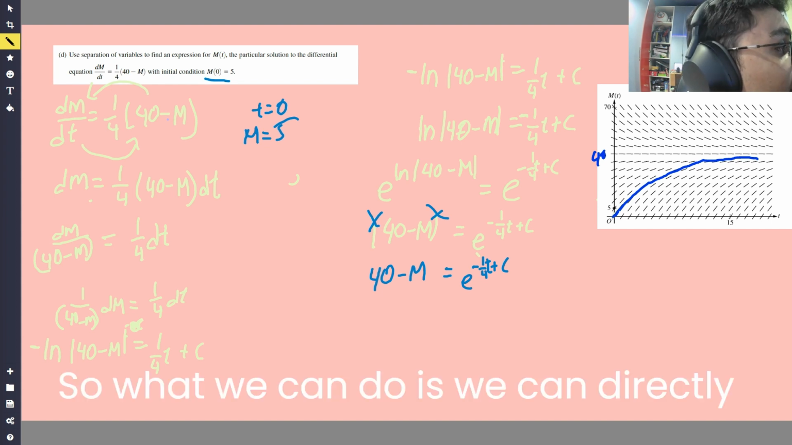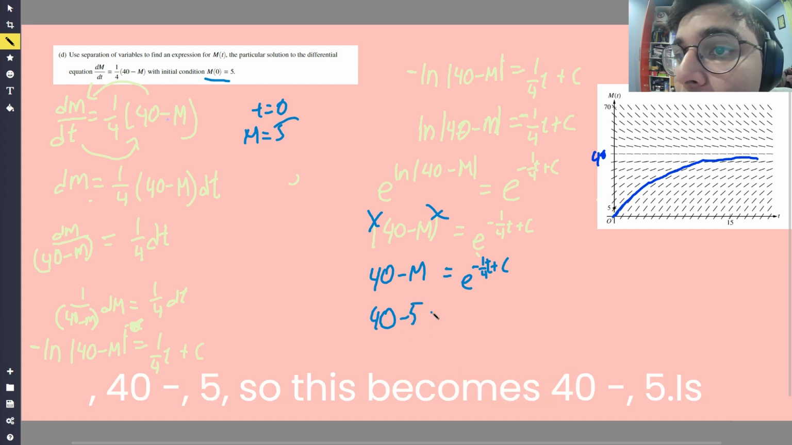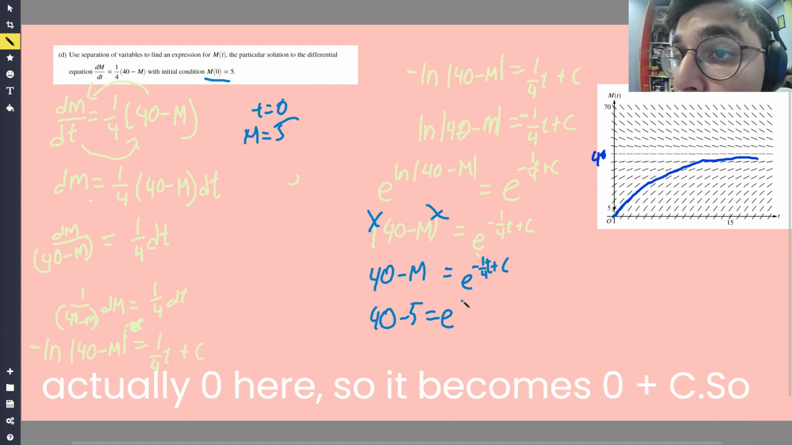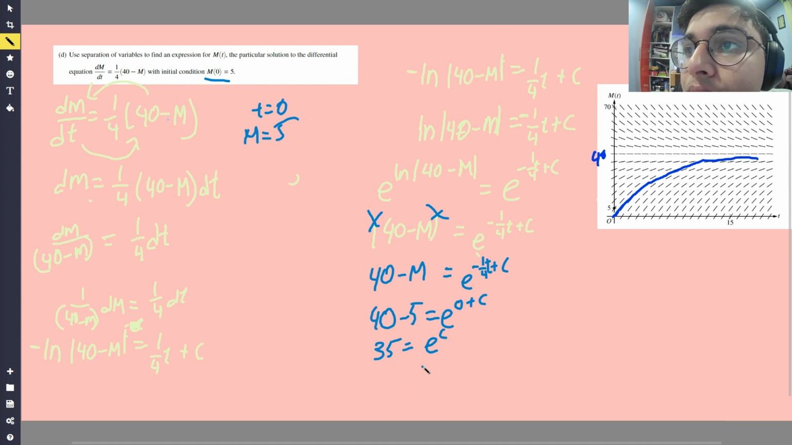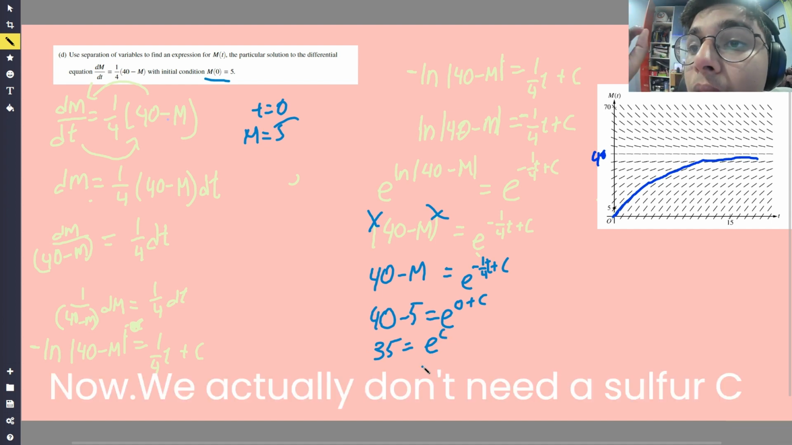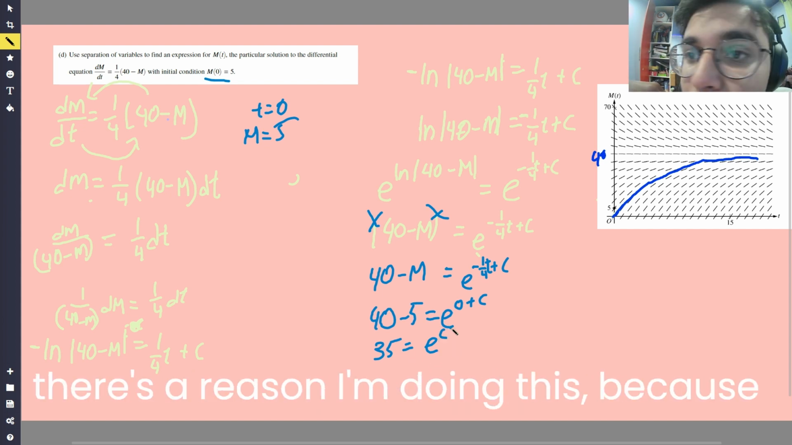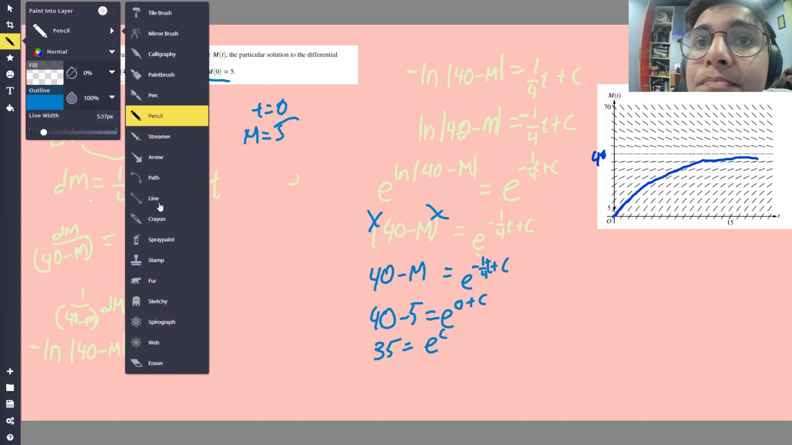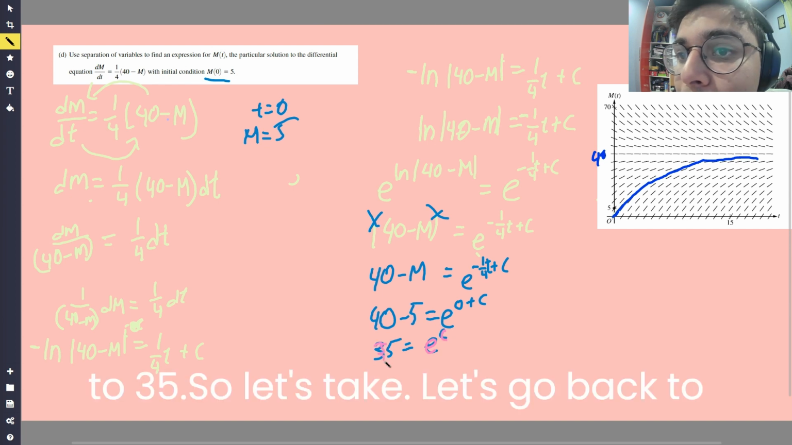So what we can do is directly plug it in. When t is equal to 0, it's 40 - m. All right, 40 - 5, so this becomes 40 - 5 is equal to e to the power of 0 + c, since t is 0 here. So it becomes 35 is equal to e to the power of c. Now, we actually don't need to solve for c separately. We're just going to leave it like this, and there's a reason I'm doing this. It's e to the c is equal to 35.